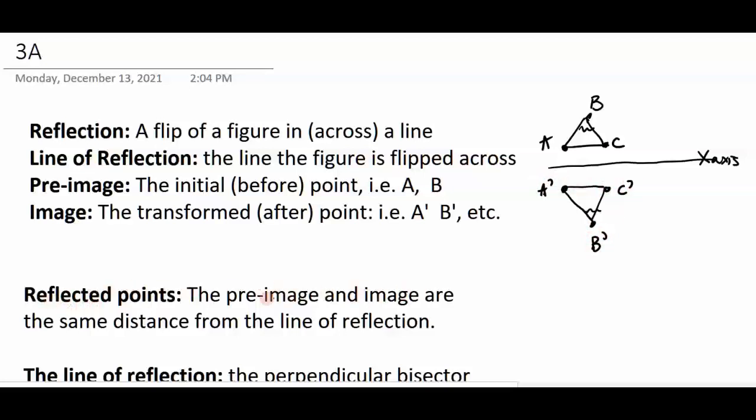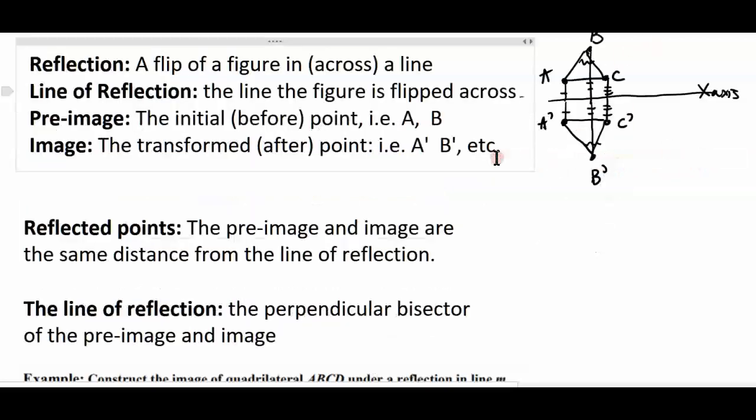When we reflect, we'll find that the pre-image, our ABC, and the image, our A prime, B prime, C prime, are going to end up being the same distance from the line of reflection. So these two distances will be the same to each other, and these two distances will be equal to each other, which means that this line of reflection acts as a perpendicular bisector. Remember, we measure distances as perpendicular to the line, and so that line acts as a perpendicular bisector.